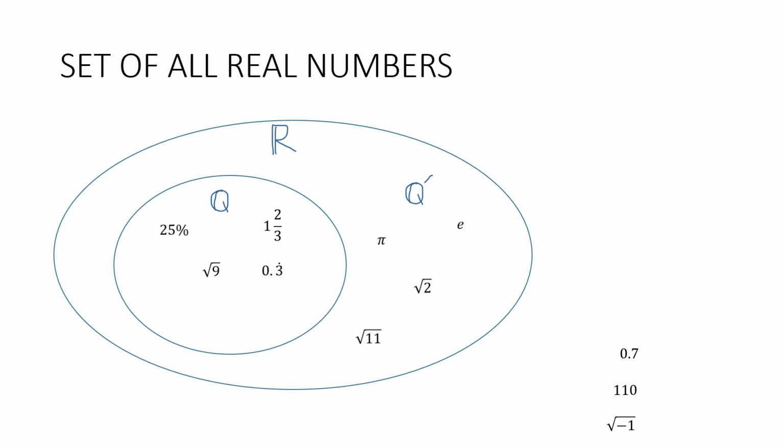Terminating decimals like 0.7 are rational. Whole numbers like 110 are also rational. And I've thrown this one in just to trick you. The square root of -1 doesn't actually exist, it's not real, so it goes outside this set.